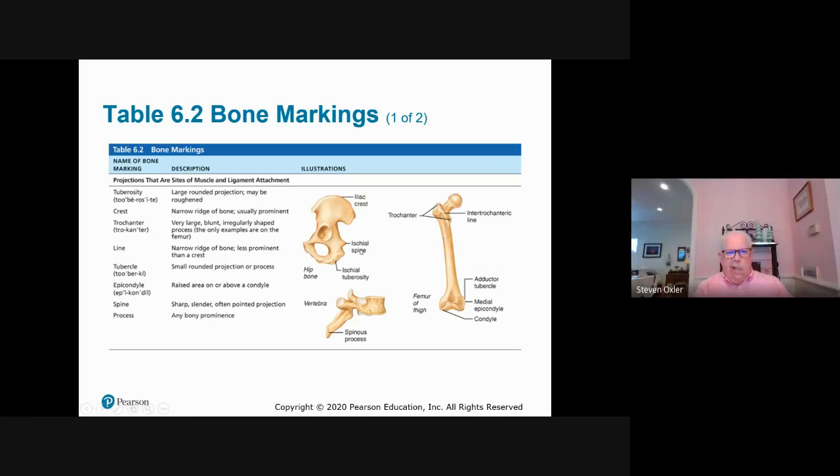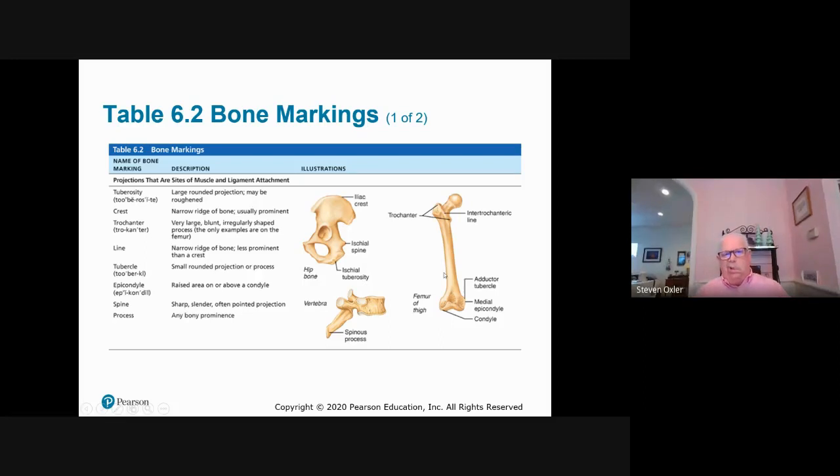All right? Another word I want you to know is epicondyle. Epicondyle is a raised area where tendons and muscles attach. And you have them in your femur. This is the proximal end. This is the distal end. You have a medial epicondyle and a lateral epicondyle. And this is where muscles attach to, right here.